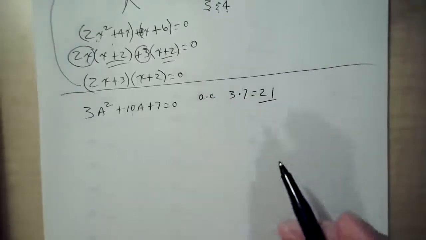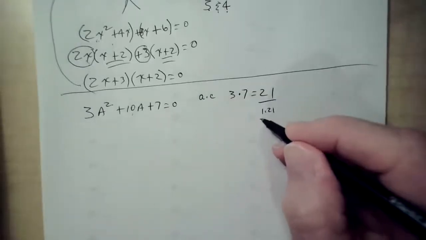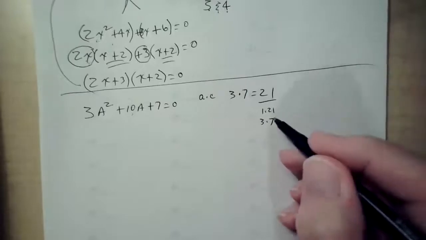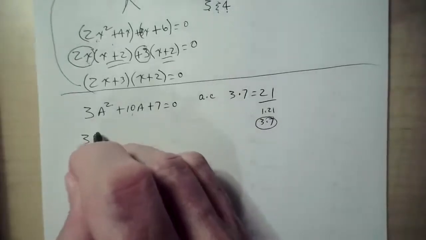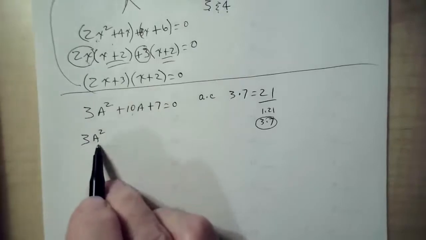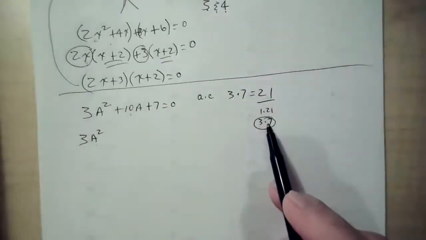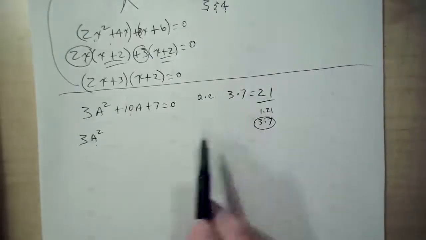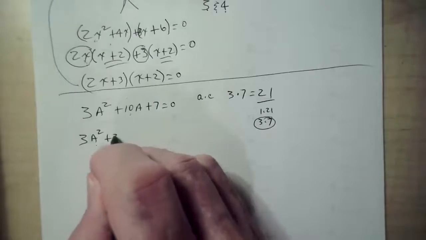Now, what are the factors of 21 that add up to 10? 1 times 21? No. 3 times 7, there it is. 3 and 7. So we have 3a squared. Now, what do we want to put next to the 3a? Do we want to put the 3 or the 7? Put the 3 because then we can factor out a 3.